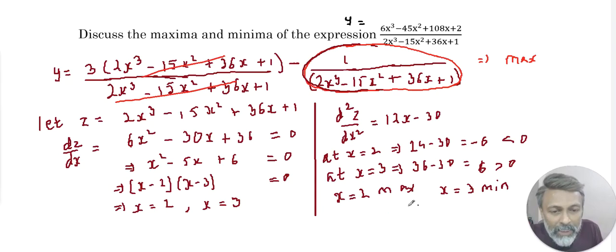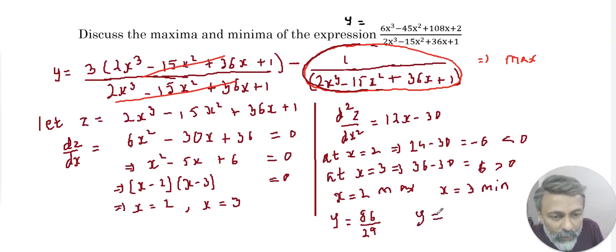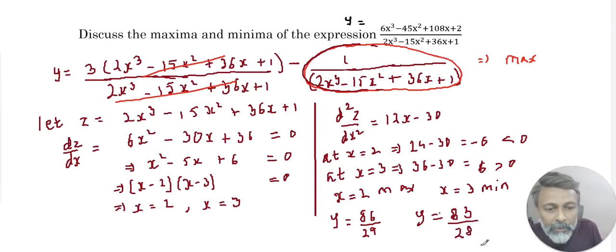To get the maximum and minimum value, we can substitute x is equal to 2 in this question, and we will get this as 86 upon 29. And if you substitute 3 in this expression, the given question, we get y is equal to 83 upon 28. You can verify this: the earlier value of 86 upon 29 is slightly larger than 83 upon 28.